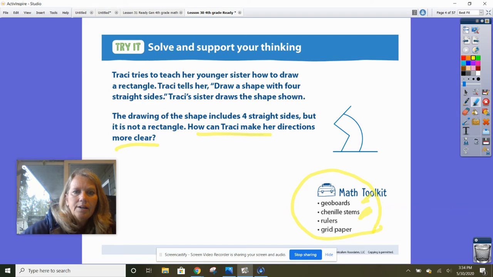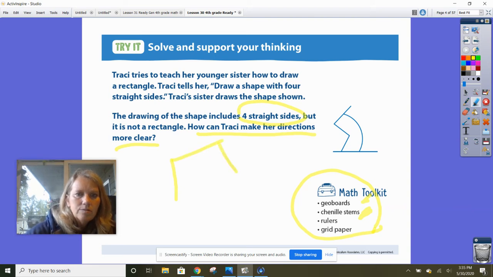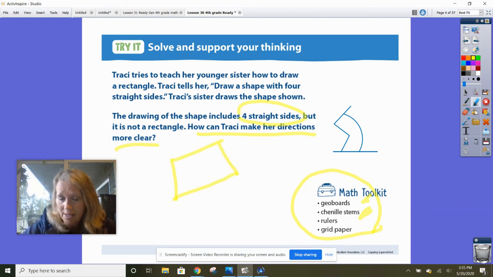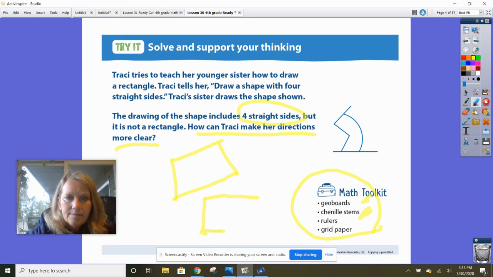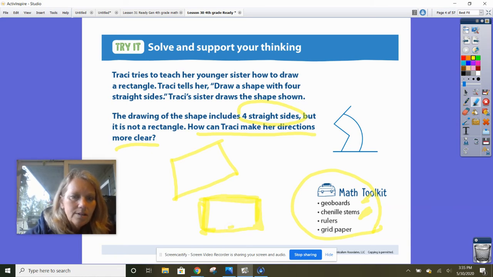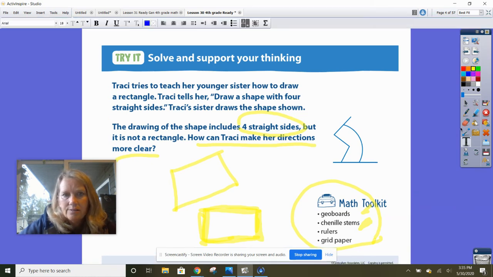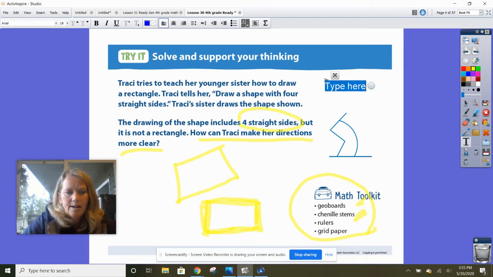To be more clear, this was really helpful that it was 4 straight sides. So we want to have 4 straight sides. That's also 4 straight sides and not a rectangle. So let's just talk about the angles. So if we want 4 straight sides, then you also want opposite sides parallel. And then what kind of angles do we want? Right angles. So those are some words you might add. You need 4 right angles.